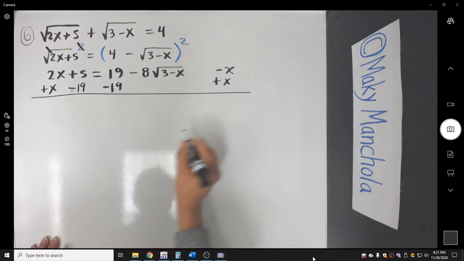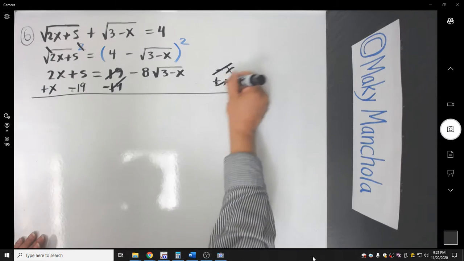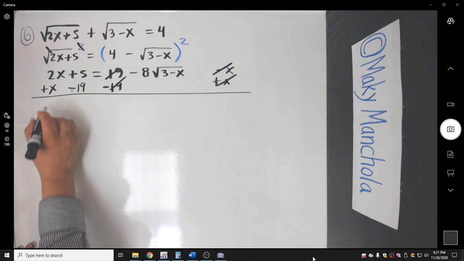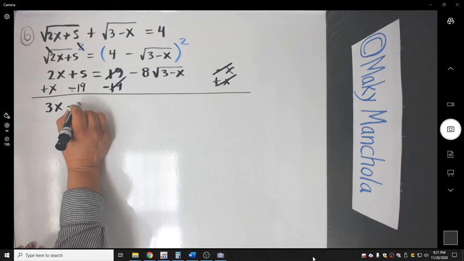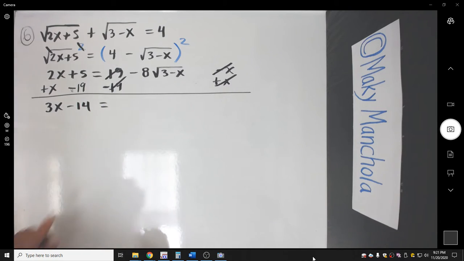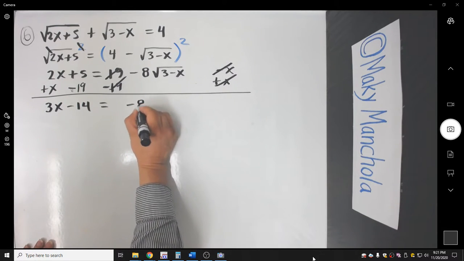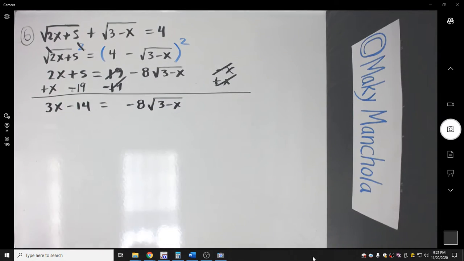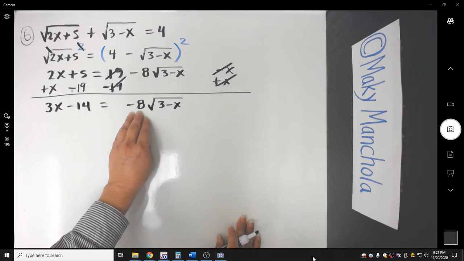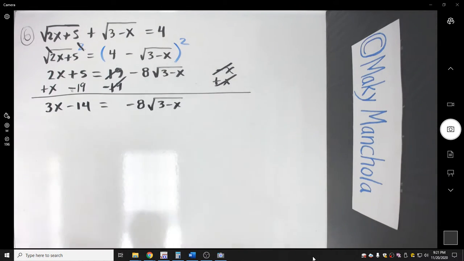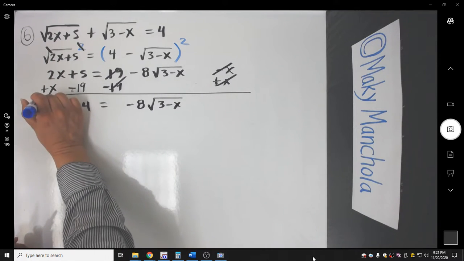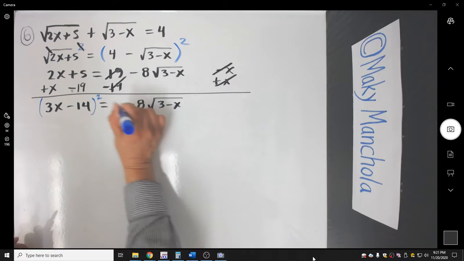So now we have 3x minus 14 equals negative 8 times the square root of 3 minus x. This time I don't want to divide by negative 8 because that leads to fractions. It is possible to just get rid of the square root by squaring both sides right now. So let's see that. Square both sides.